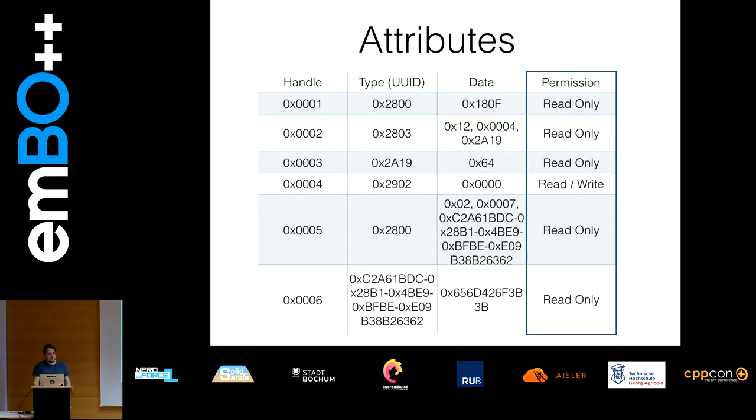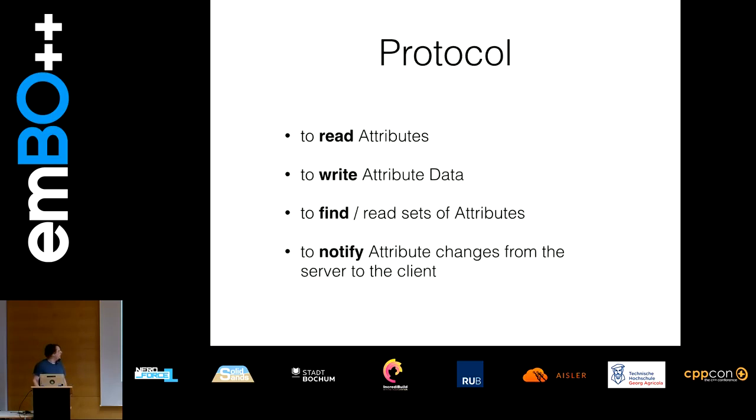The fourth column is read and write permissions, and these permissions are usually defined on a higher layer of the protocol, not on the attribute protocol layer. To read and write attributes from the attribute server, we have a protocol. This allows us to read attributes, to write attributes, and to find or read sets of attributes. And there's another direction, from the server to the client, to send data. These are called notifications or indications, and are usually sent if data in an attribute has changed.